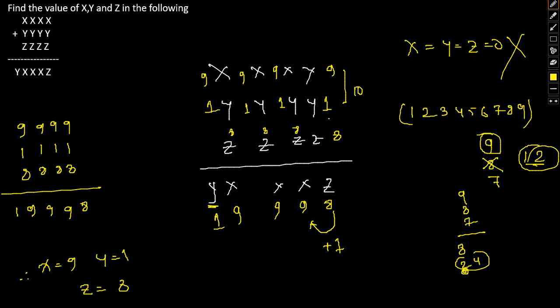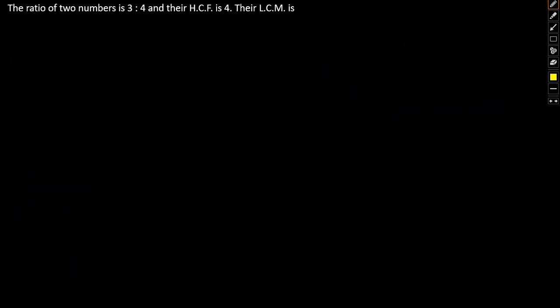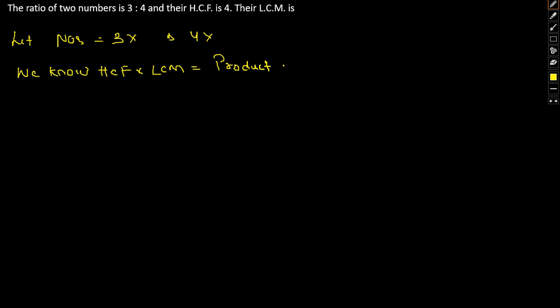Now let's take a look at the third question for the video. Here again the question pertains to HCF and LCM. The ratio of two numbers is 3:4. Their HCF is 4. Then we need to find their LCM. So let the numbers be 3x and 4x. We know that HCF into LCM equals the product of the two numbers.